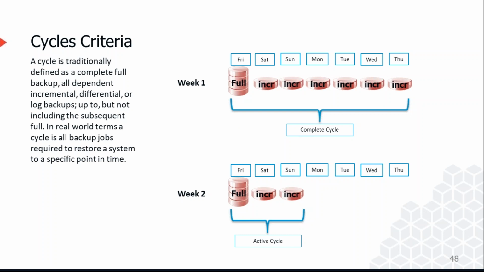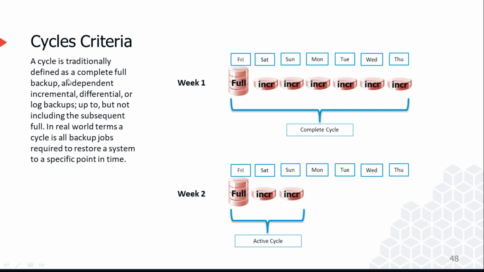Okay, now this one you can say is a complete cycle because the next full already got completed. But this particular cycle is still an active cycle because there is no next full backup that has been taken yet, right? So we can read about the theoretical part over there.